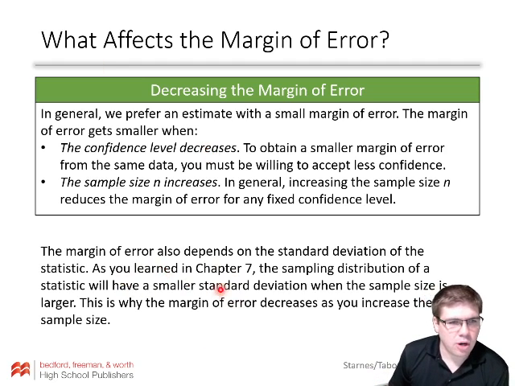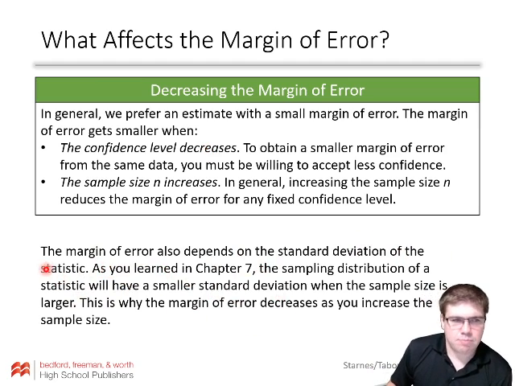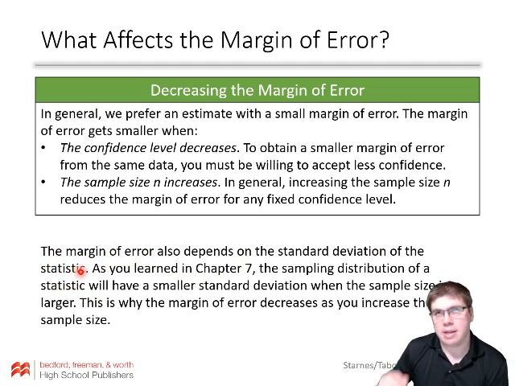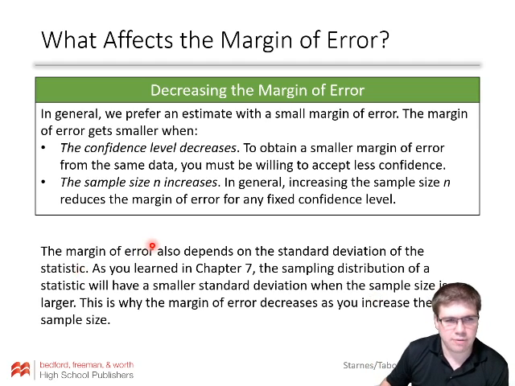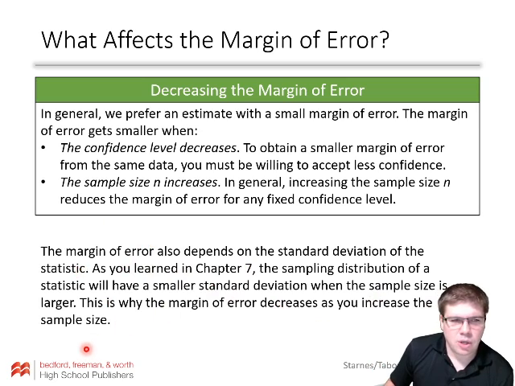The margin of error also depends on the standard deviation of, this probably should say the population. I guess the standard deviation of the sampling distribution of that statistic. So if in means, it's the standard deviation of the population that affects it. In proportions, it's p. But that won't always be something we can control.